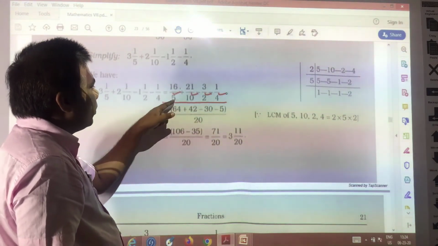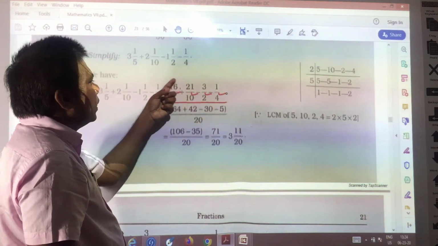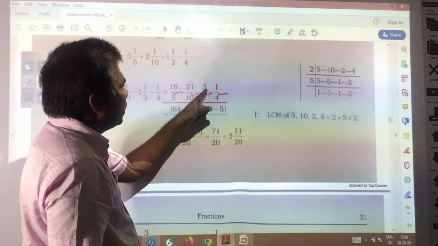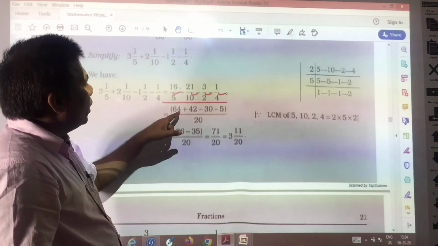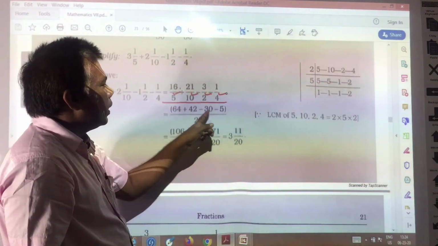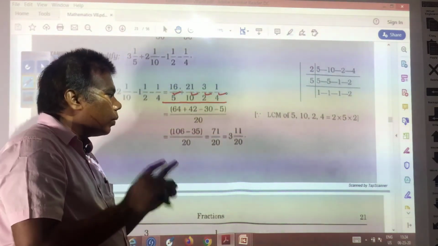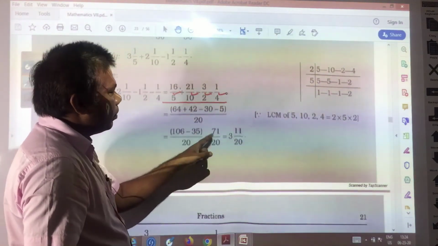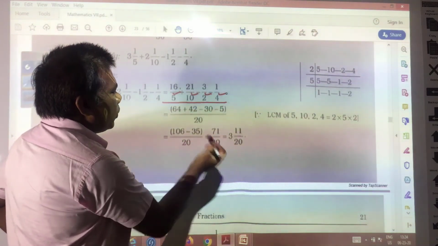20 is divided by 5, you will get 4. 4 is multiplied by 16, you got 64. In the same way, in the other fractions also, the same method is applied. And lastly, you will get two types of integers, one positive and one negative. Positive integers you add together, negative integers you add together, and then you see which one is bigger, and you subtract the smaller number from the bigger number. So, here you see 106 minus 35, you got 71 by 20.